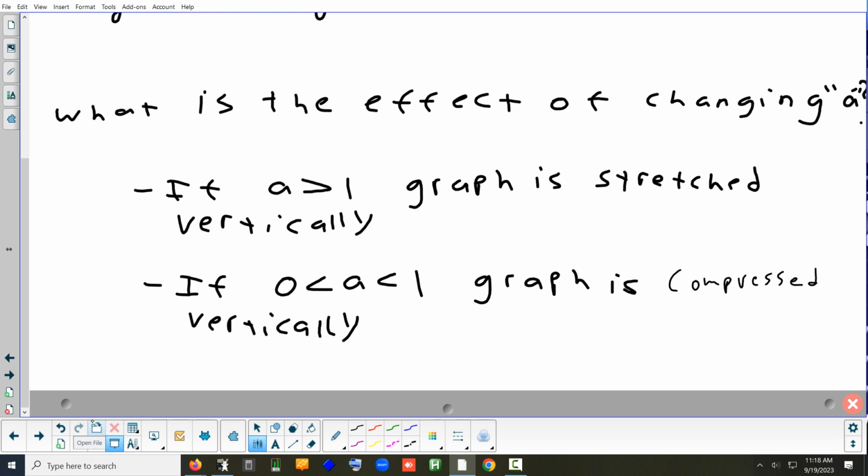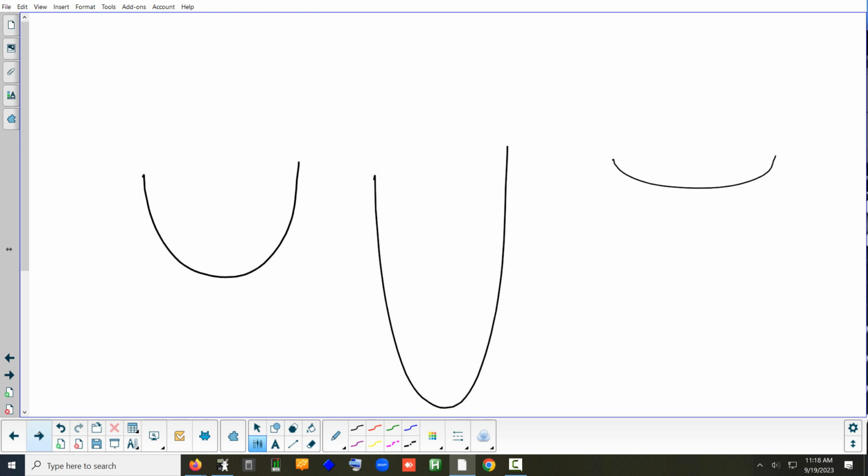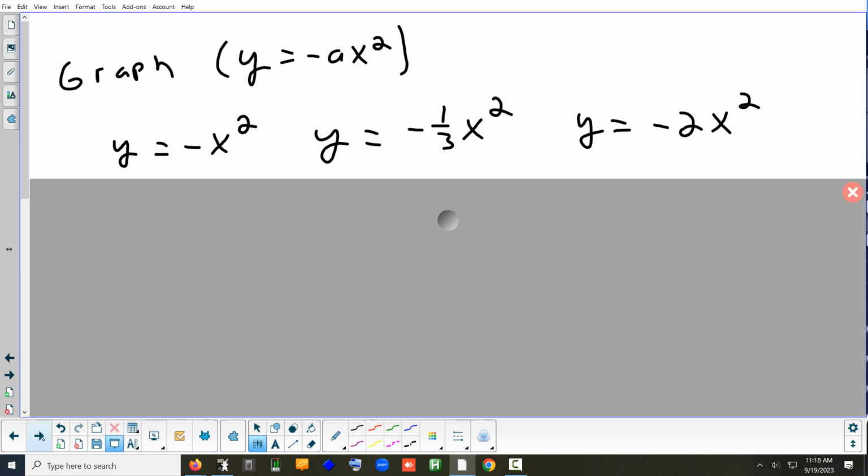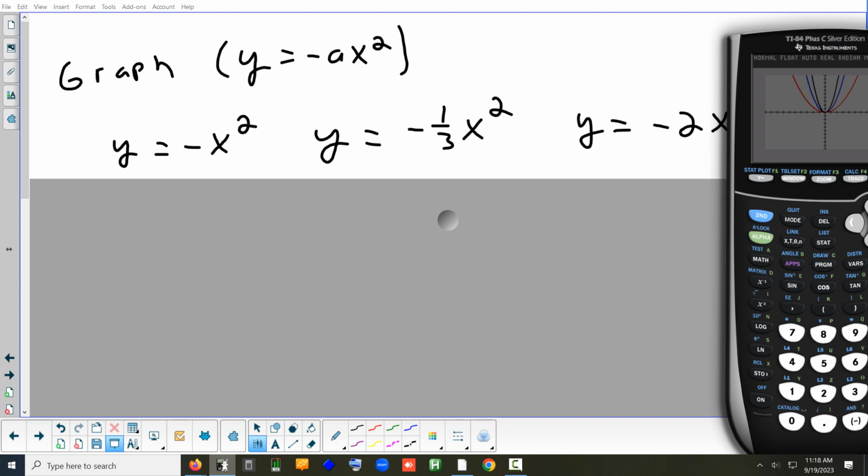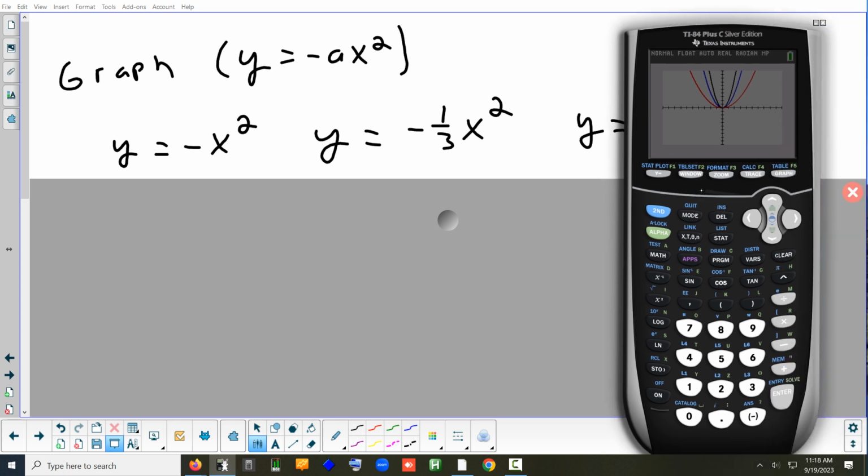Now, I kind of already showed you this, but I want to look at what happens when you put the negative in front. So it's not inside in parentheses like the first example. It's in front of the whole thing. Does anyone remember what happened when I put the negative in front and I sketched the parabola? Yeah, it flipped it over the x-axis.